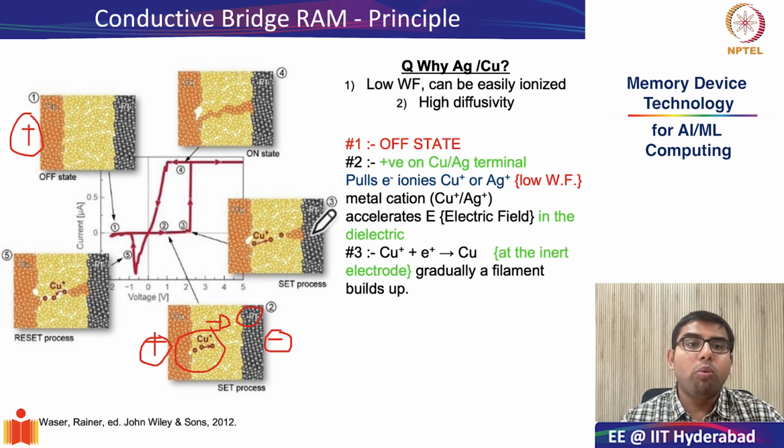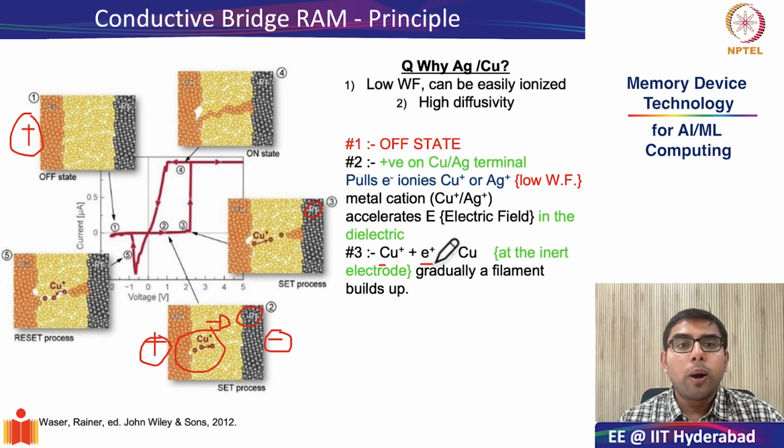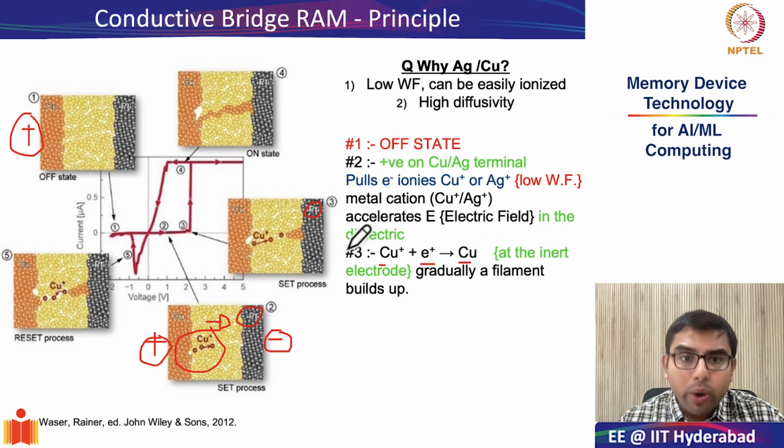In the third step, the copper ions which go and meet this negatively biased platinum electrode take an electron from this platinum material. So basically this cation gets neutralized by accepting an electron from the platinum metal and becomes a copper atom again. Now it cannot move any further, therefore it starts getting deposited at the platinum electrode. And gradually a filament starts building.